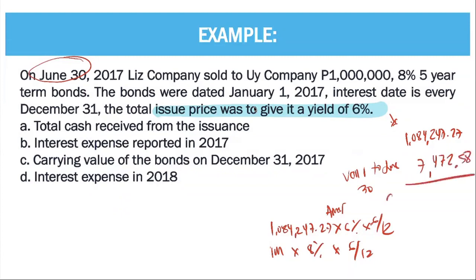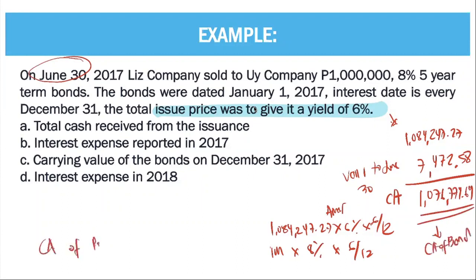7,472.58. So our carrying amount, 1,084,247.27 less the amortization, we will get 1,076,774.69. So this is the CA of bond. If CA of bond is already computed at 1,076,774.69, and then we have here accrued interest, and then we have here your total cash.